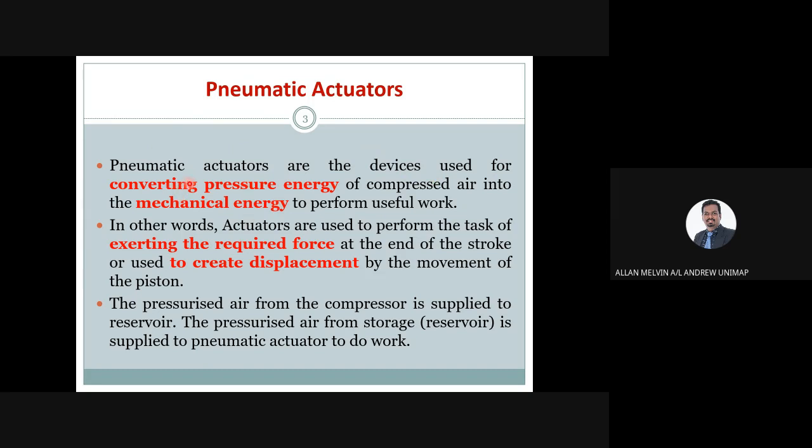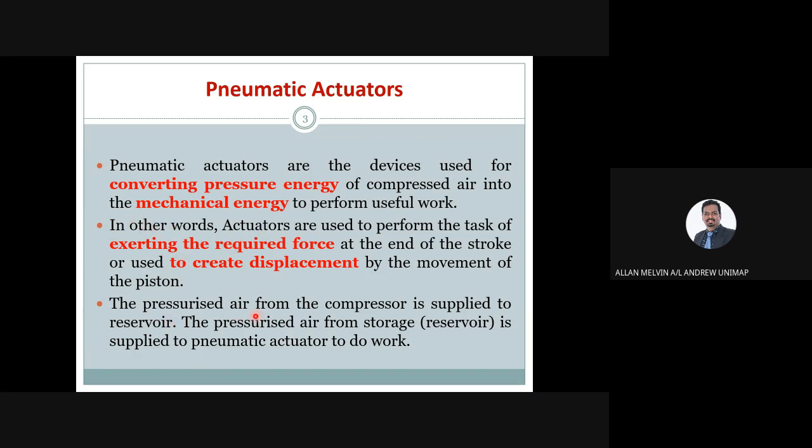Mechanical energy is something involving movements. So anything that has movement, like cylinder movement or rotary movement, drilling or stamping, something that has movement. So pressure energy is converted to mechanical energy, and you want to use it to perform useful work. So useful work is something that you want to do. So it can be anything. So in other words, actuators are used to perform the task of exerting the required force at the end of the stroke, or used to create displacement by the movement of the piston. So exerting the required force. So you get pressure energy, you are converting it to force, so you are doing something. Okay, so it's another way of saying it.